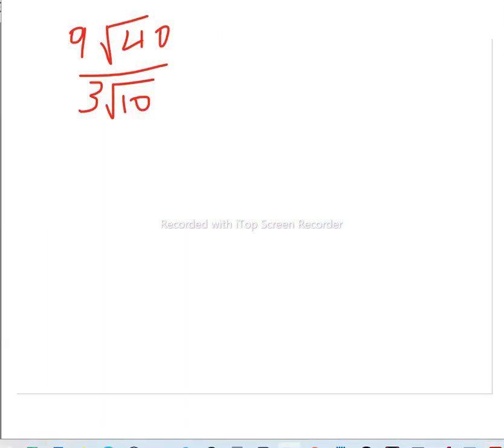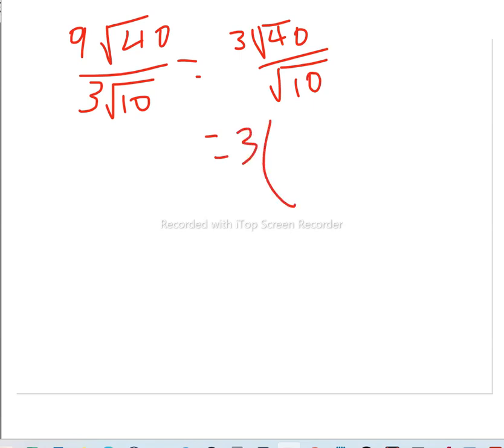Let us check. Yeah, it is correct. So first let us simplify this. We can simplify this like this: 3 square root of 40 over square root of 10. The 3 is not divided, so we put it as it is. We can say the 3 is outside the radical, and under the radical we can write square root of 40 over square root of 10. Since they have the same index, we will take one of them.